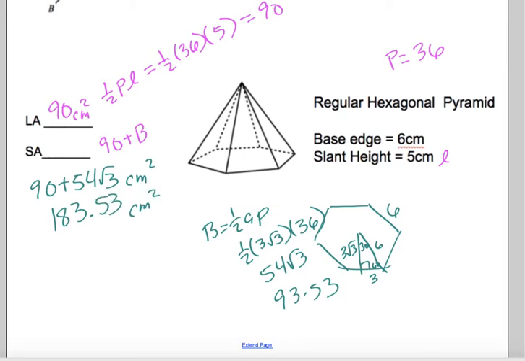So just watch for, do they want an exact answer? Do they want a rounded answer? This top one would be exact. The bottom one would be our rounded answer for our total surface area.